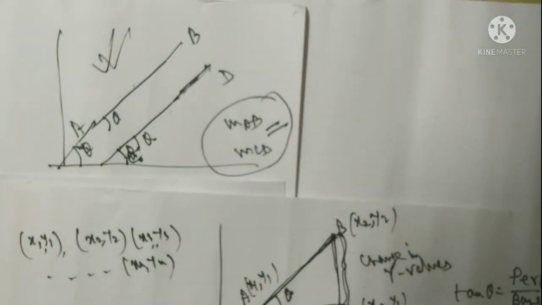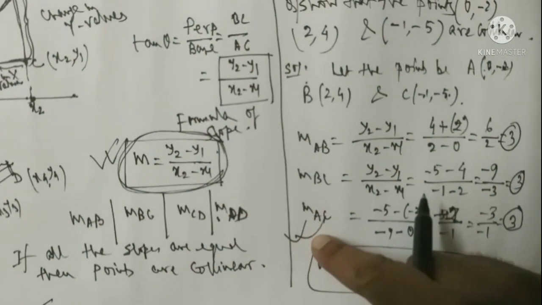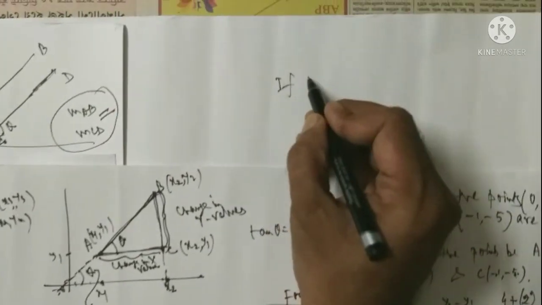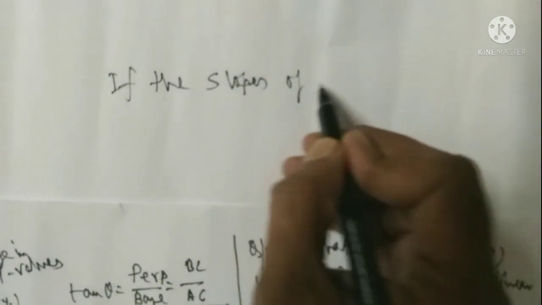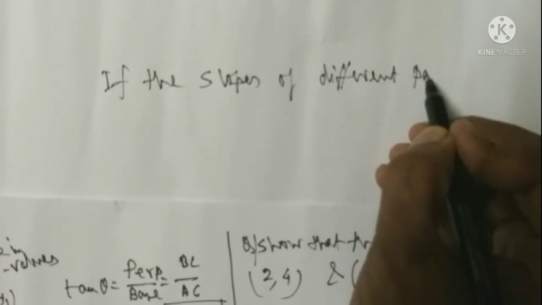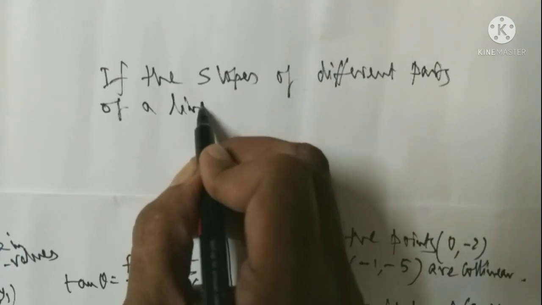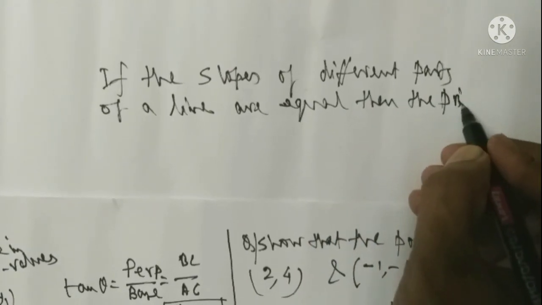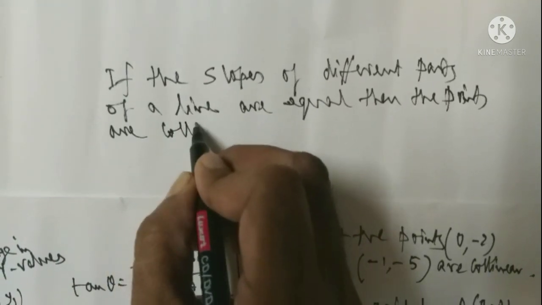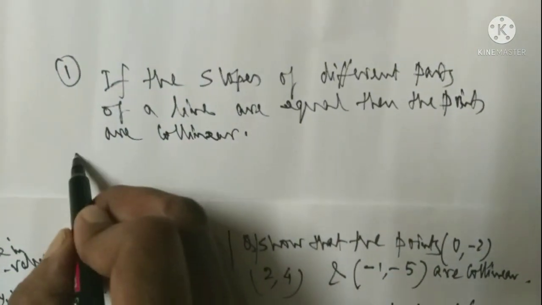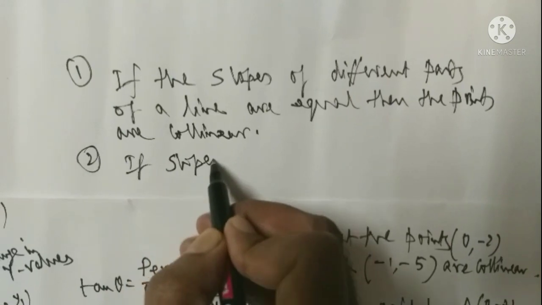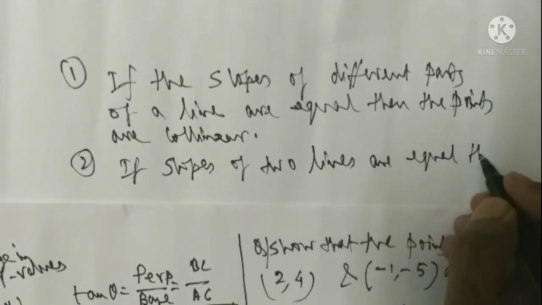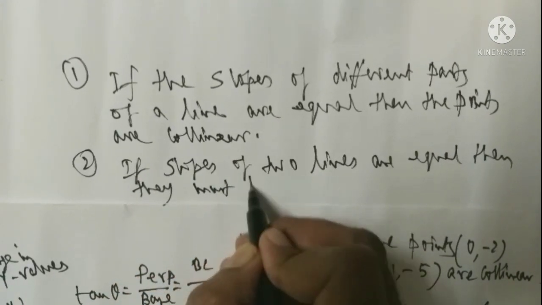Now combining these two activities, we can say that, number one, if the slopes of different parts of a line are equal, then the points are collinear. And number two, if the slopes of two lines are equal, then they must be parallel to each other.